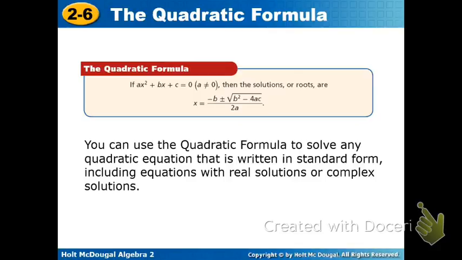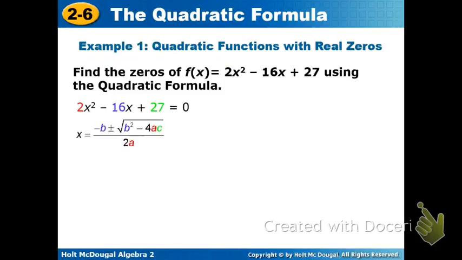So the formula itself is negative b plus or minus the square root of b squared minus 4ac, and that is all over 2a. So as long as you've got your equations in standard form, we can identify what our a, b, and c are and plug straight into this formula and simplify to find our roots. Okay? And here's how easy this is going to be.